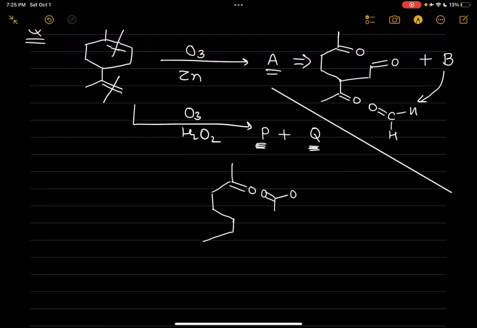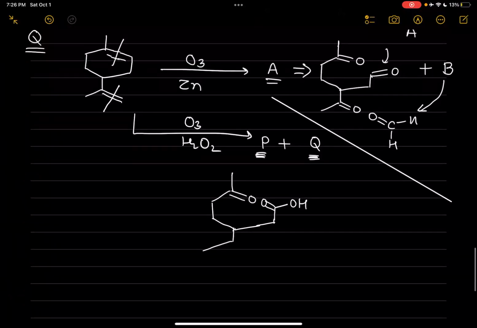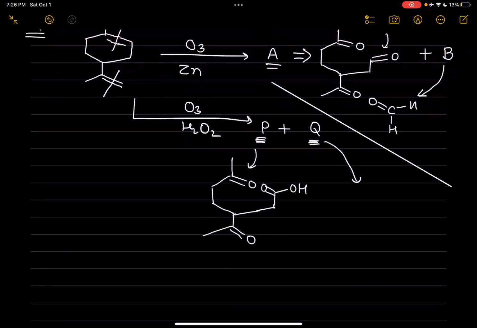But here, this is an aldehyde. So it is going to change to carboxylic acid, right? Double bond O. And what about this one? So this is P, the main product. What is this? This will change to what?